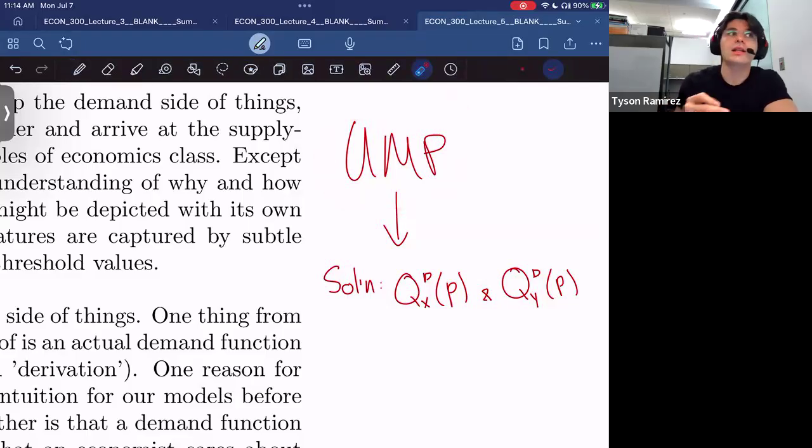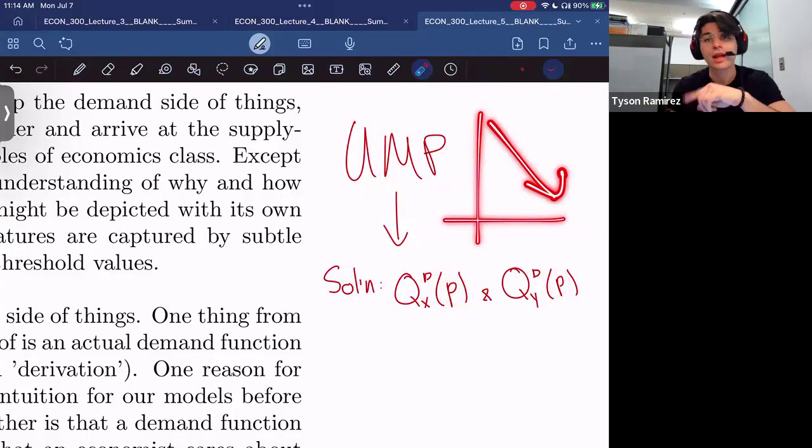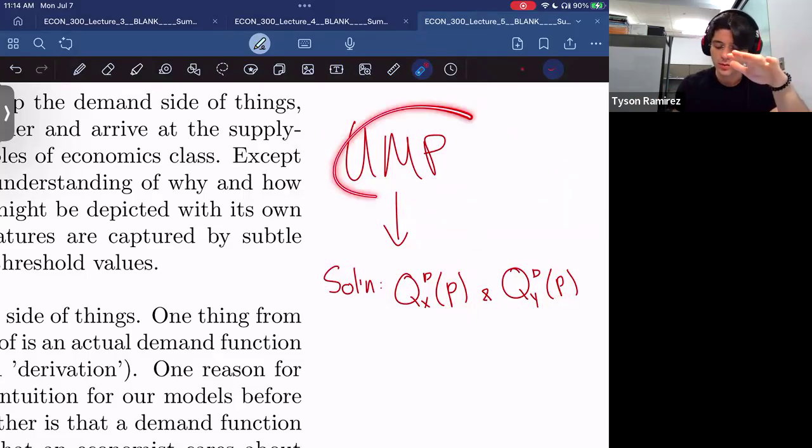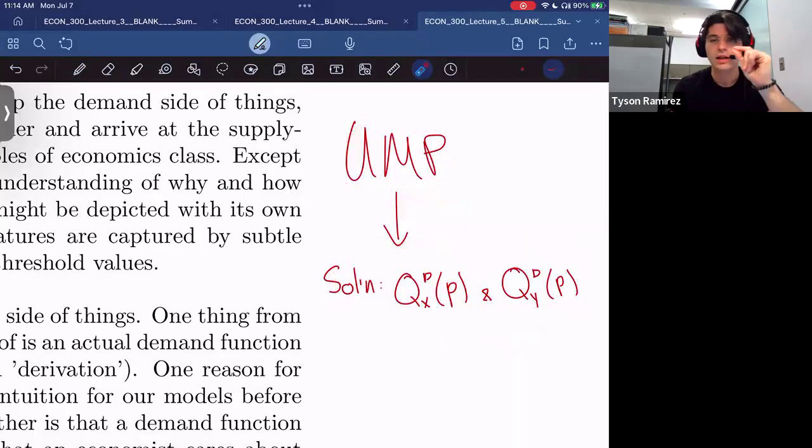Then if we allow ourselves to generalize a bit more and we allow the prices to vary, this is what gives the demand curve. This is what gives the downward sloping demand curve that we saw in the last lecture. All right. So from the consumer's problem, we get the demand functions.